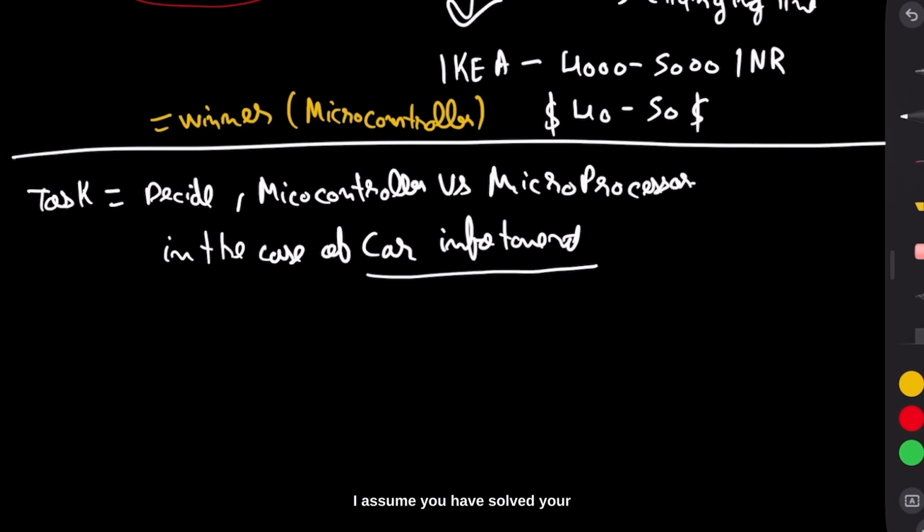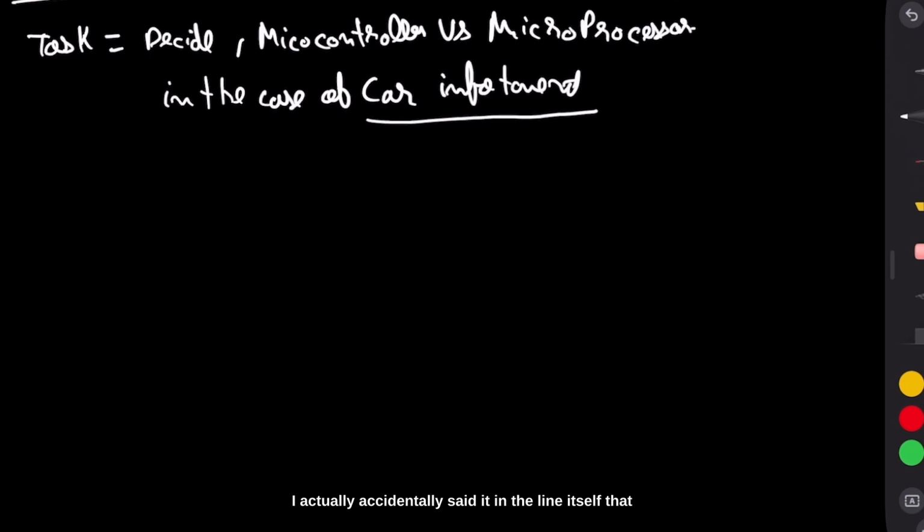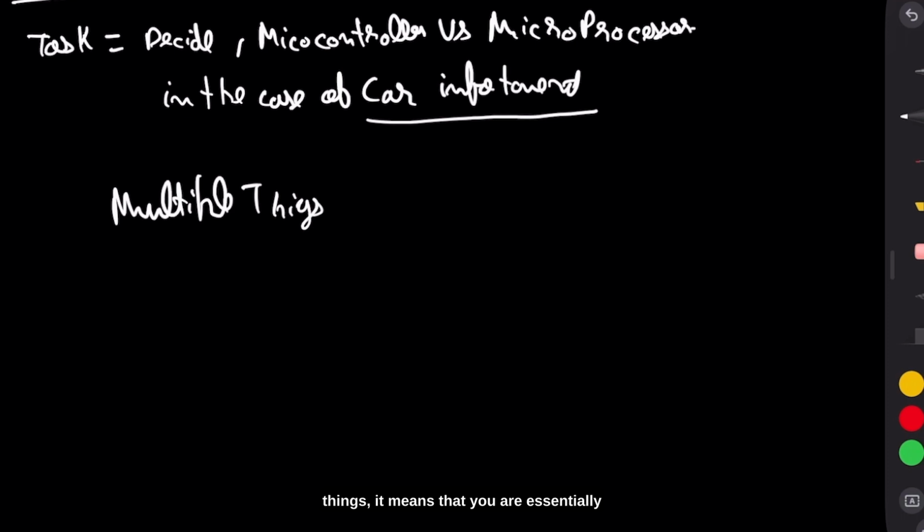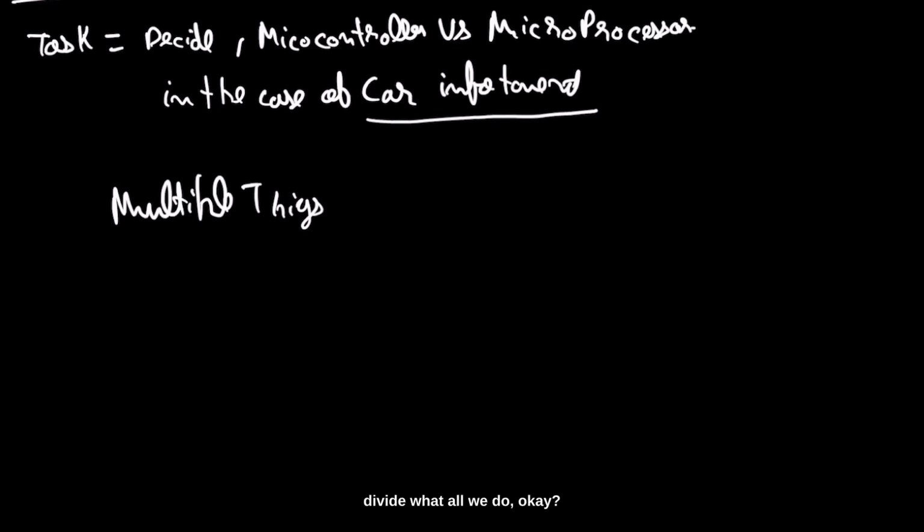Okay, I assume you have solved your task and you're back again. Now I'm going to tell you how to solve it. I actually accidentally said it in the line itself: you have multiple things happening at the same time. So when you say multiple things, it means that you are essentially going to use a microprocessor, of course, because let's divide what all we do.